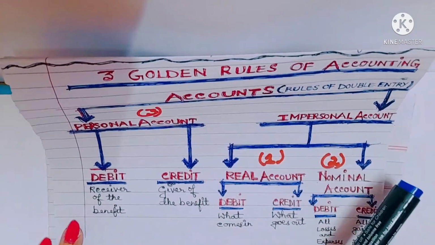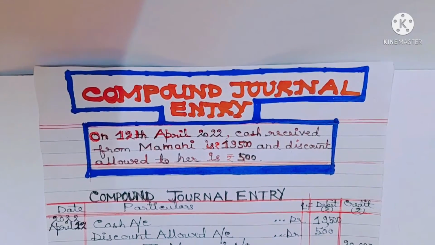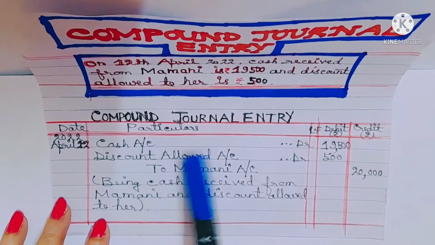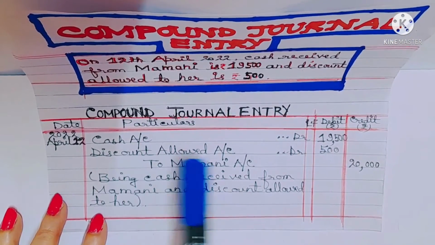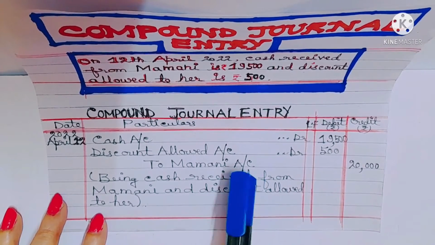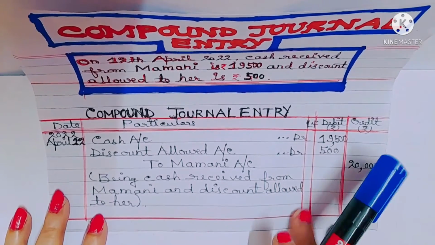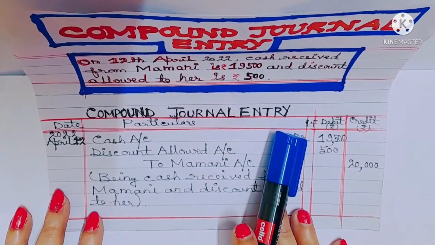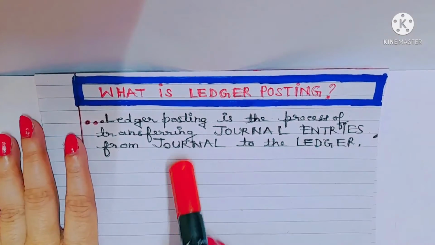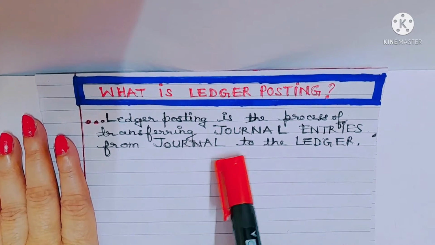Remember? Do you remember? So let's do the ledger posting now. See how many accounts we have to prepare. One is cash account, another one is discount allowed account, another one is Mamuni account. 3 ledger accounts we have to prepare. Understood? So let's do it. First we'll always prepare cash account. What is ledger posting? I've told you many times. Ledger posting is the process of transferring journal entries from the journal to the ledger.